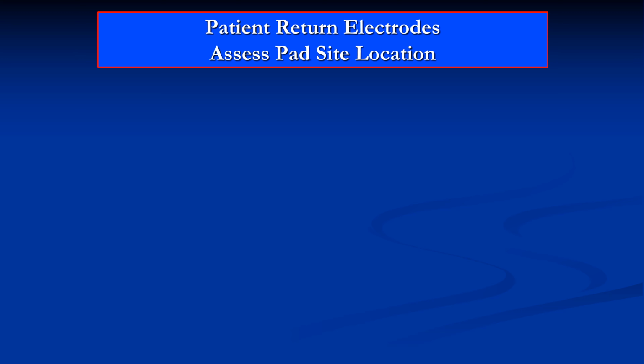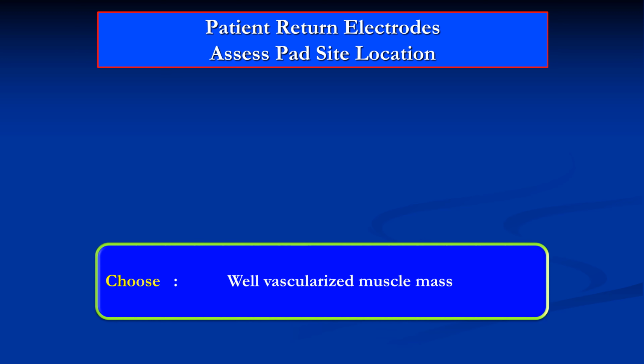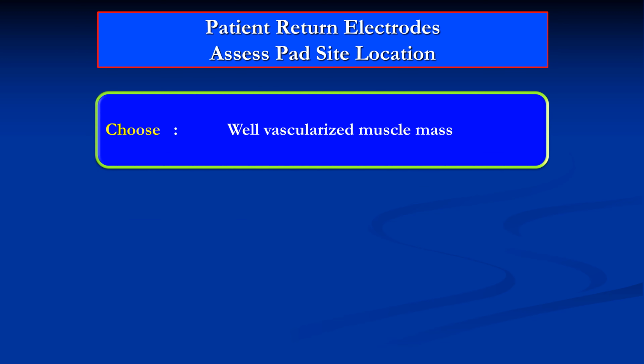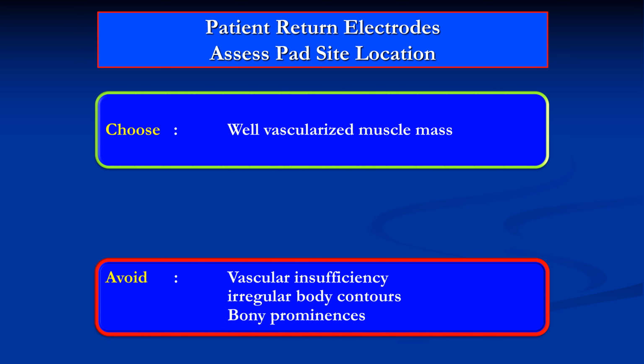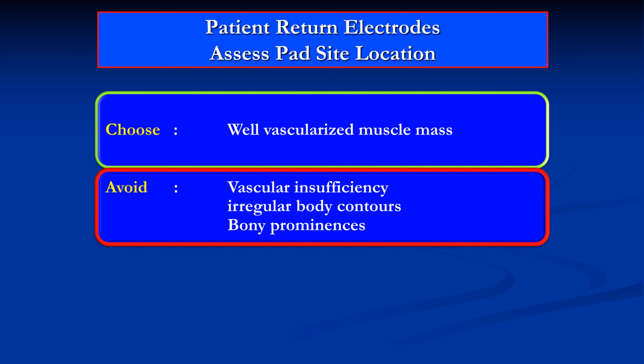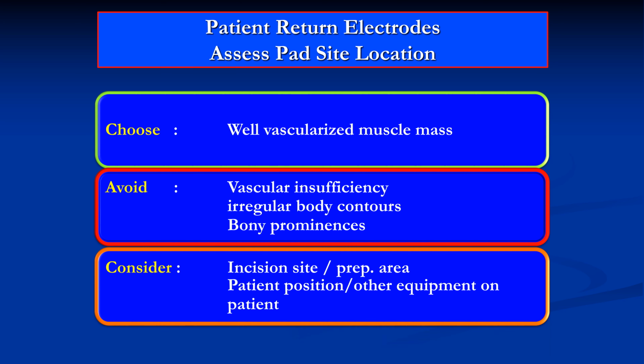Patient return electrode: there are certain criteria that must be assessed. First, choose a well-vascularized muscle mass to apply it on. Avoid vascular insufficiency areas. Avoid irregular body contours. Avoid applying the patient return electrode over a bony prominence. Consider the incision site, and prepare the area; if there is any hair that needs to be removed, it must be done. And the patient position also is very important.